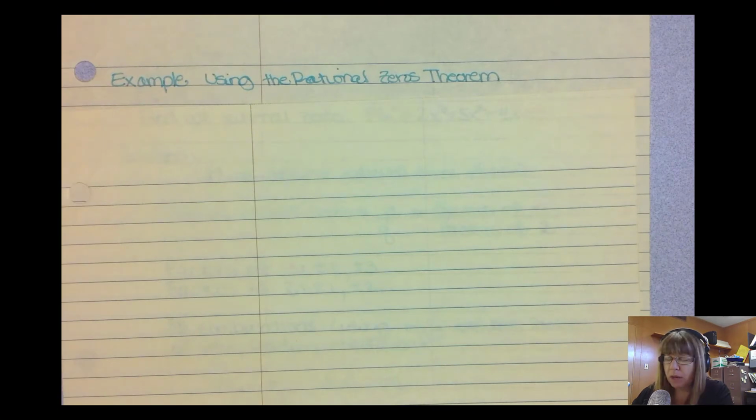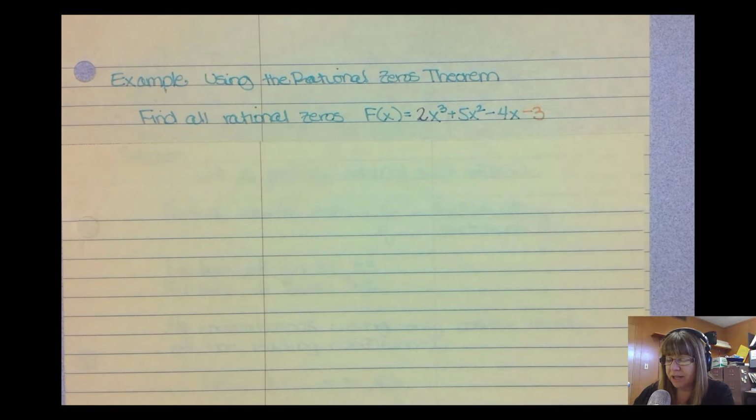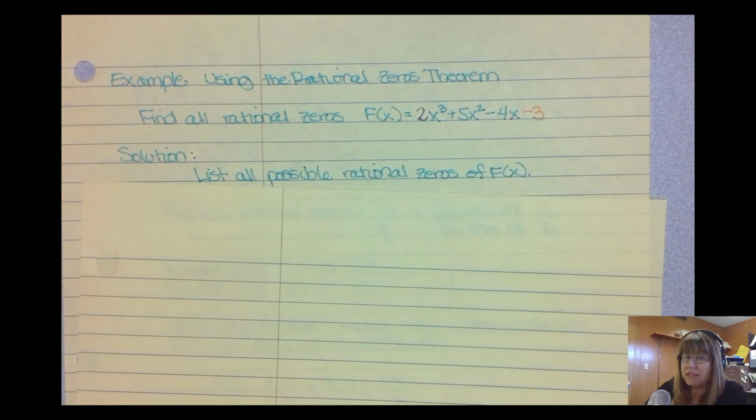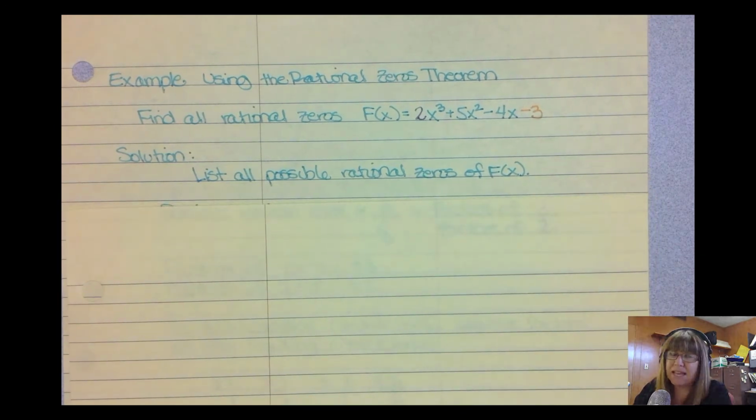Let's run through an entire example using the rational zeros theorem. So let's say we have this polynomial function, f of x equals 2x cubed plus 5x squared minus 4x minus 3, where our leading coefficient is 2 and our constant term is negative 3. So here's what we're going to do. We're going to list all possible rational zeros of f of x. Now it doesn't mean that they are the zeros of f of x. It's just the ones that we could check, or the ones that we would want to check.